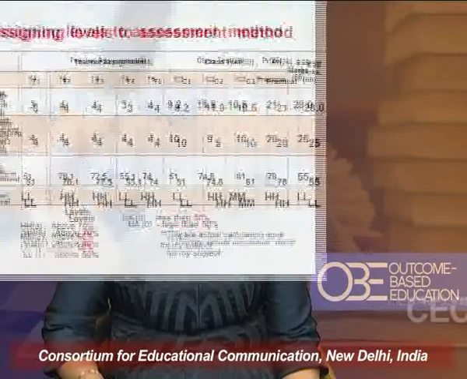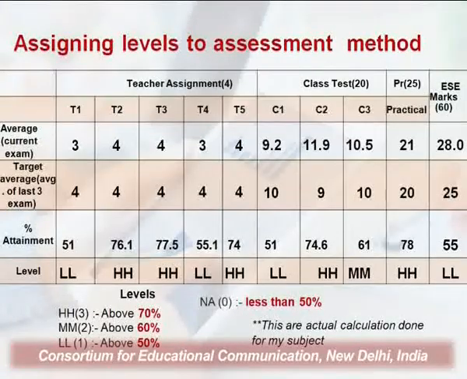You have to refer to the NBA attainment booklet and the manual to find out the formulas to put the assignment, the matrix, the percentage of the assessment and the alignment in place. So let us have a look at this, that is, assigning levels to the assessment methods. On the top line, we have the teacher's assignment, then the class test, and the percentage is mentioned.